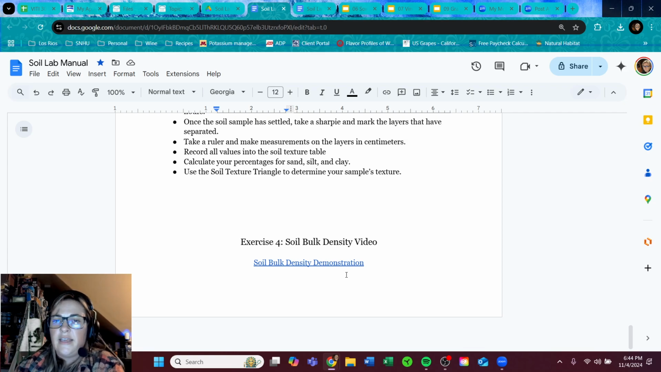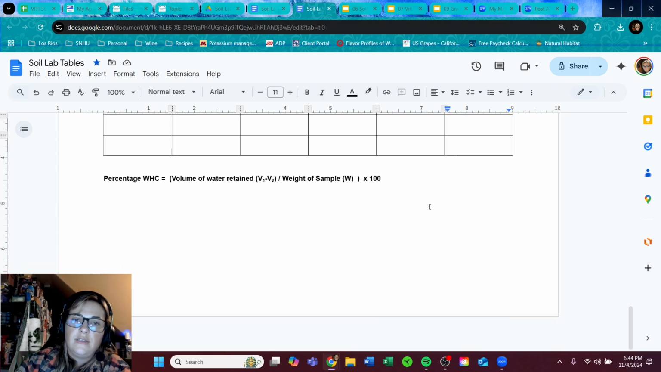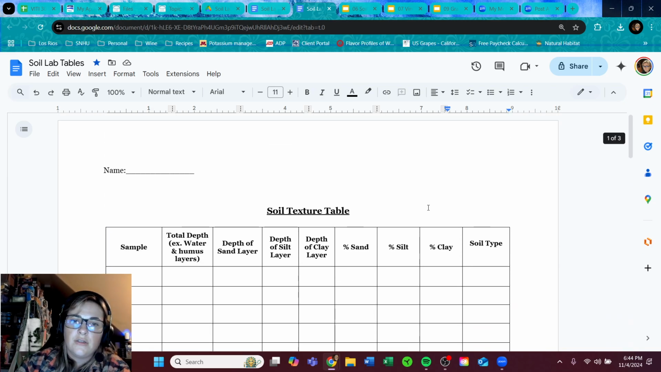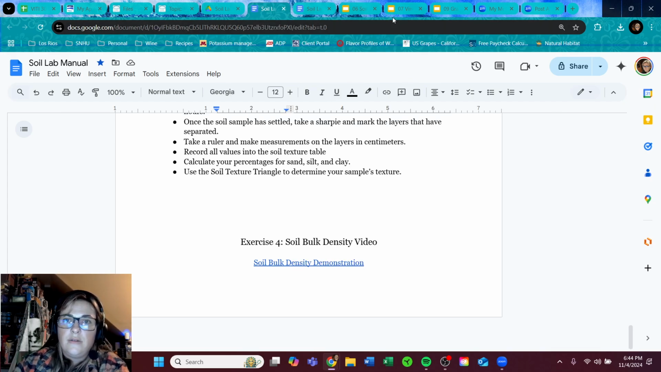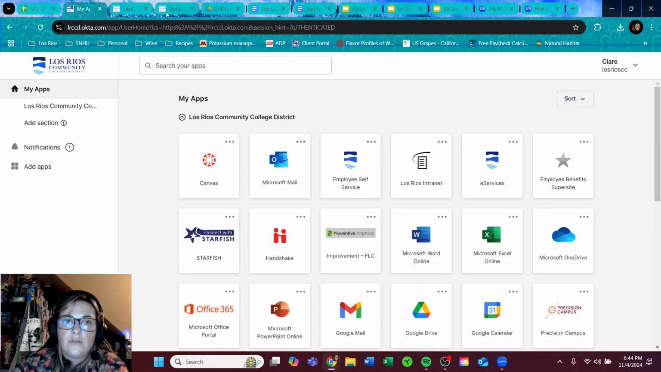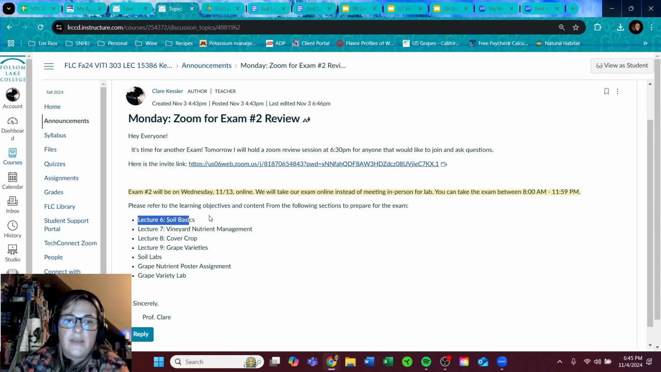And then bulk density. Not going to be any calculations on bulk density. Like I said, just understand what it is and why it is measured in the vineyard or just in general. Okay. So we covered soil basics, and that was just the soil lab.